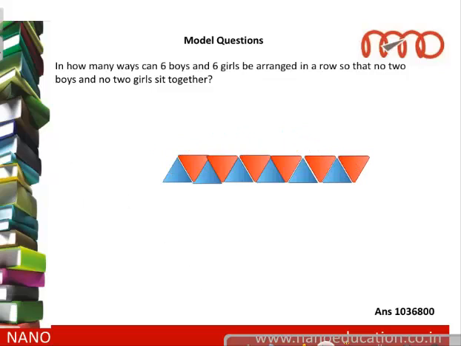And once we have made the decision in 2 ways, now 6 boys in these 6 blue places can be arranged in 6 factorial ways, and 6 girls in 6 red places can be arranged in 6 factorial ways. So our answer is going to be 6 factorial into 6 factorial into 2, which will be 1036800.